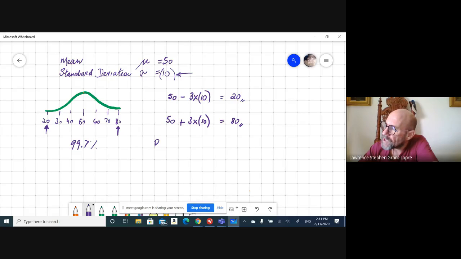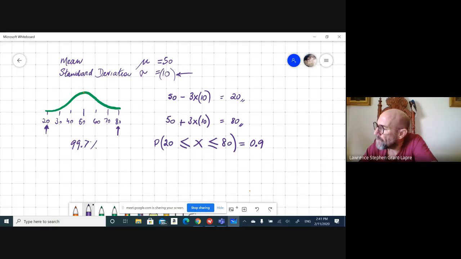So if I ask a question, what's the probability of getting a score somewhere between 20 and 80? What will your answer be? 99.7. Yeah, 99.7 or 0.997 or 99.7%.